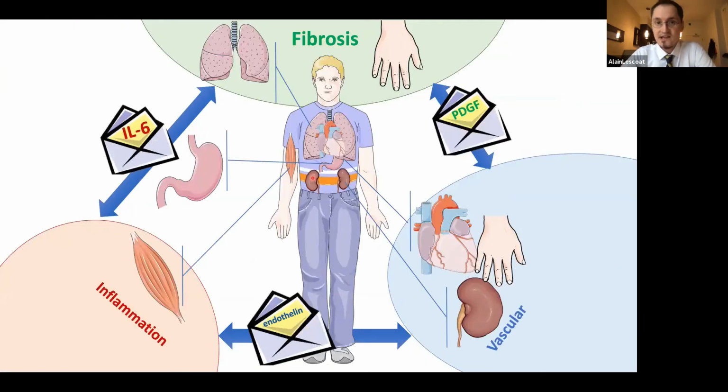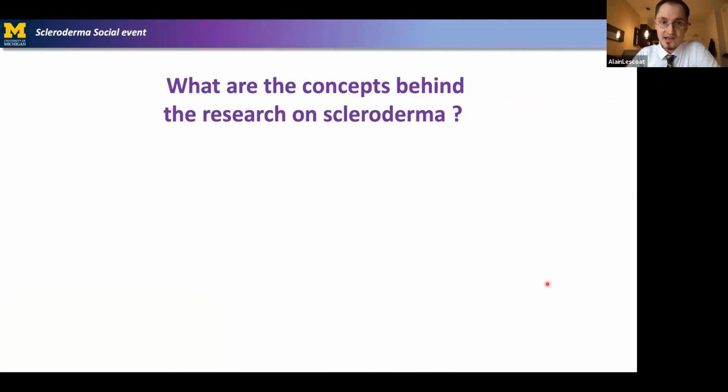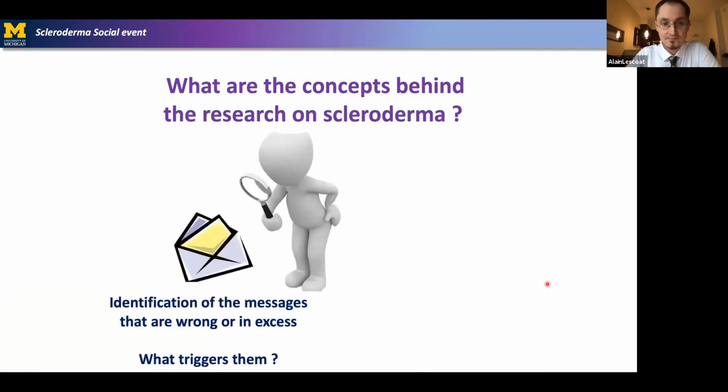And here you can understand that depending on the messages that are in excess, you will have different manifestations of the disease. There will be fibrotic manifestations due to the fibrotic messages, there will be inflammatory manifestations due to the inflammation messages, and there will be vascular manifestations due to the vascular messages. So what are the concepts behind the research on scleroderma? One first aspect is the identification of the messages that are wrong or that are in excess, and eventually to understand what triggers them.